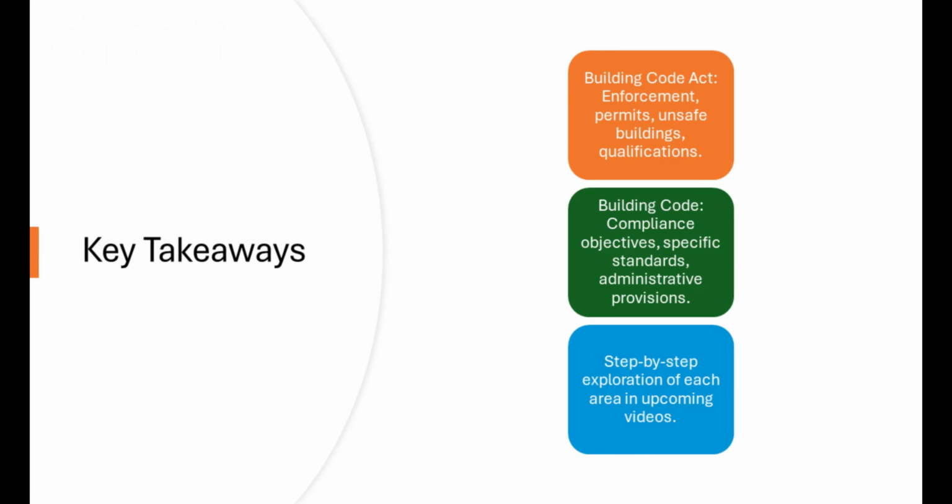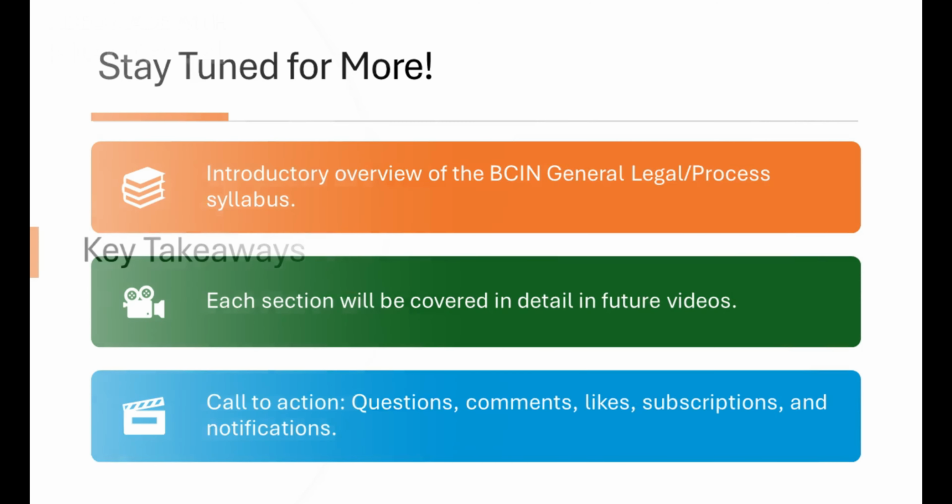Building Code Act. Focus on who enforces the code, how permits work, the rules for unsafe buildings, and the qualifications of building officials. Building Code. Key areas include compliance objectives, acceptable solutions for safety standards, and administrative provisions for how officials operate. And that's a complete breakdown of the syllabus for the BCIN General Legal process exam.